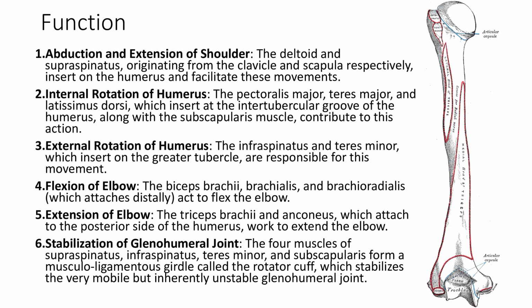Lastly, but certainly not least important, is the stabilization of the glenohumeral joint. The four muscles supraspinatus, infraspinatus, teres minor, and subscapularis form what we call the rotator cuff. This musculoligamentous girdle stabilizes this very mobile but inherently unstable joint.